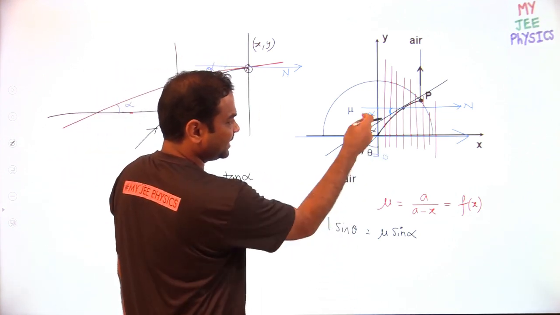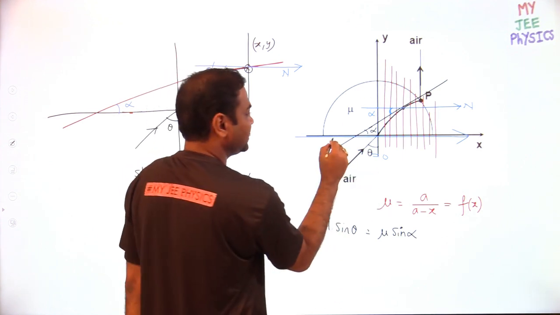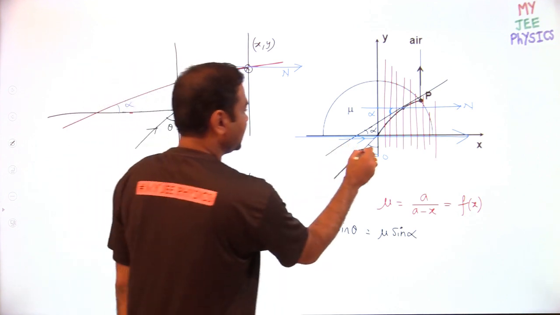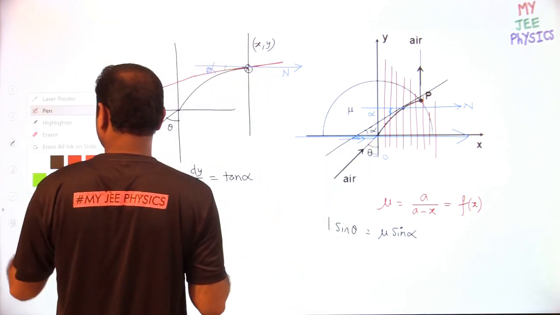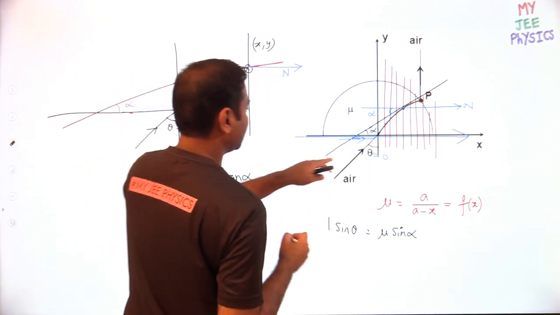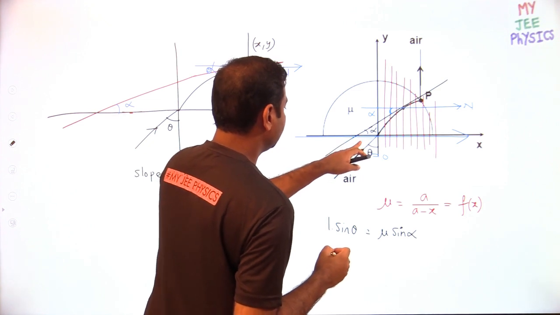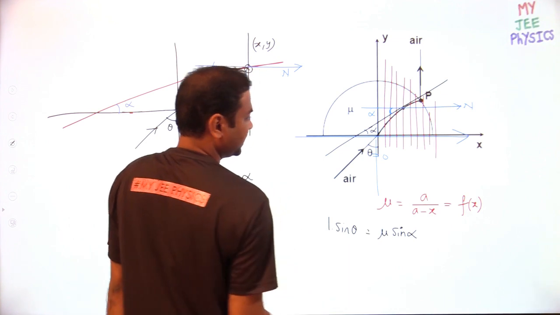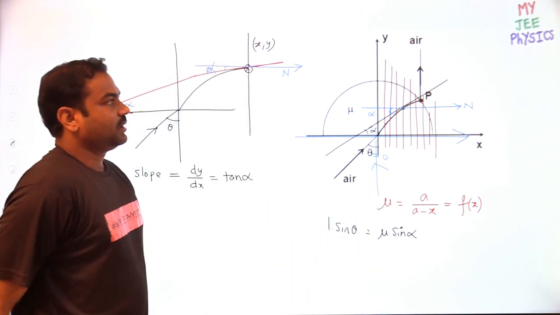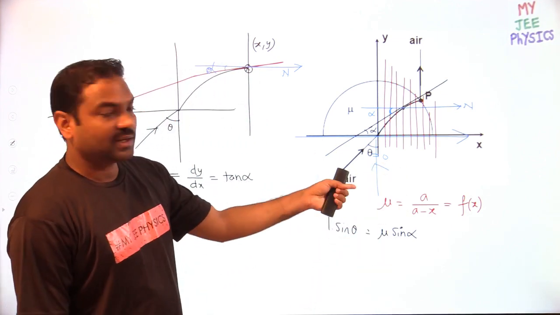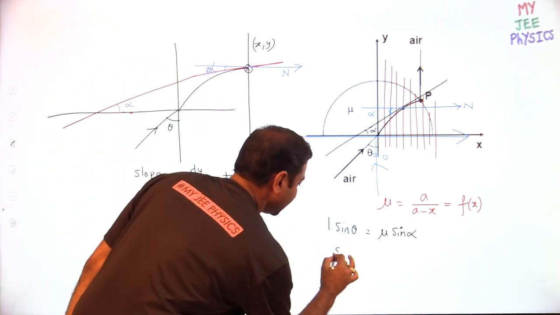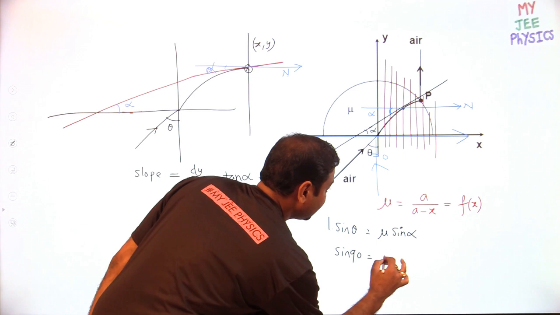Theta value 0 means it is making 0 angle with the y-axis. That means it is incident, sorry, perpendicular to the normal. See, even I also drew it wrong. So theta value 0 means it is incident along the y-axis, which is perpendicular to the x-axis. So the angle of incidence is 90, grazing angle. So sin 90 is equal to mu times sin alpha.